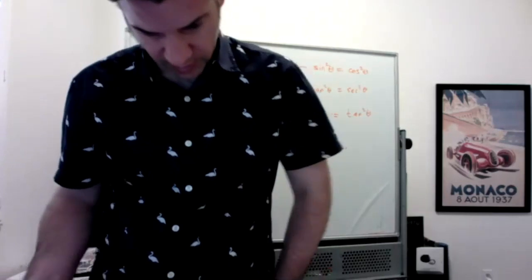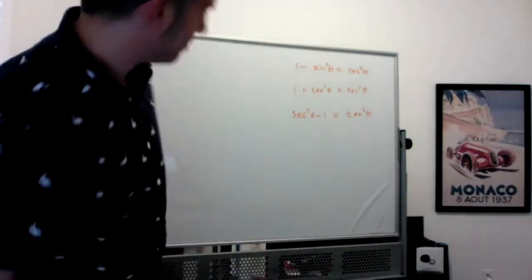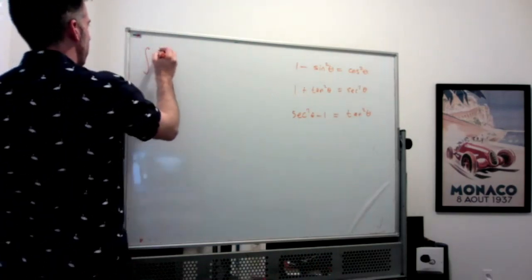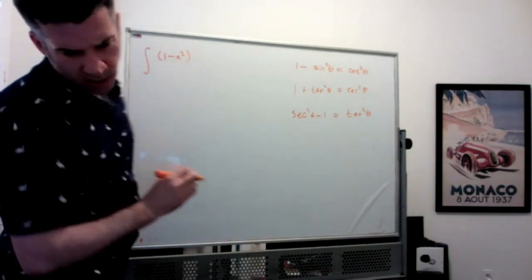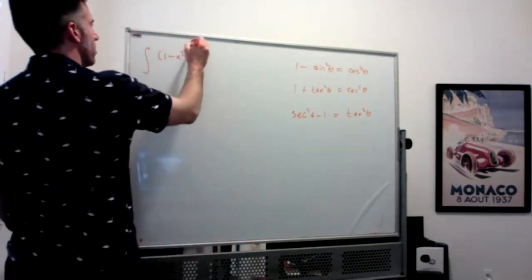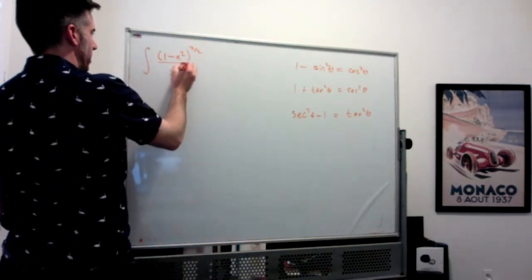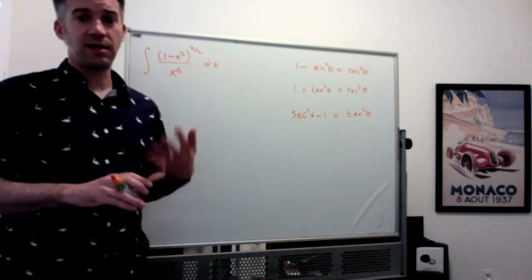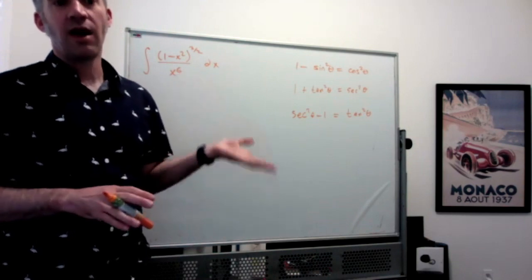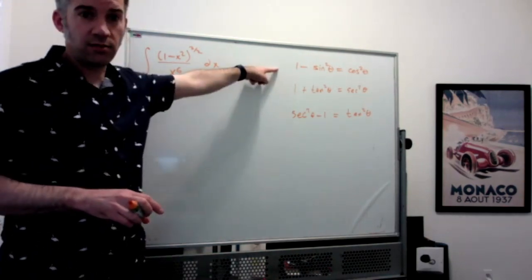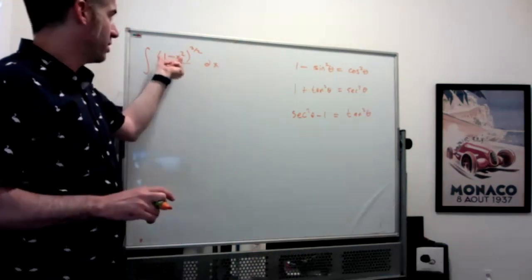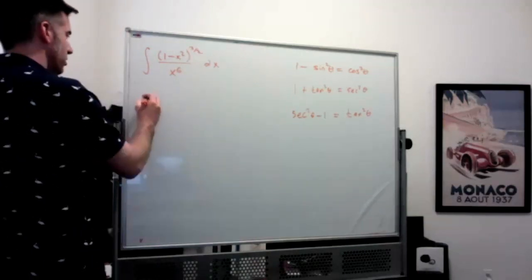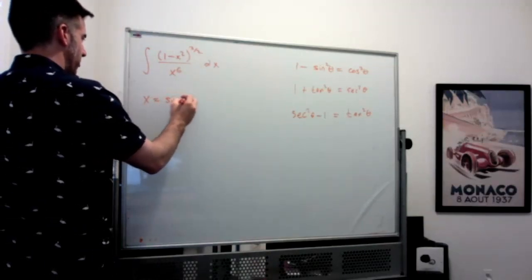Sure, that looks great. Let's try the integral of (1 minus x squared) to the 3/2 power over x to the 6th. Okay, so I see a 1 minus my variable squared. I want to get 1 minus sine squared, that is the one I'm looking for. To turn this into that, I'm going to let x equal sine of theta. So we're making the trig substitution x equals sine of theta.